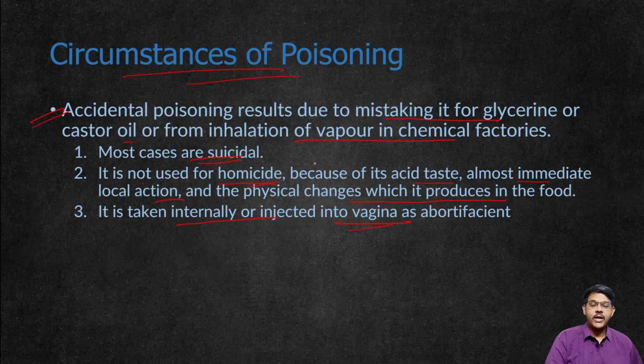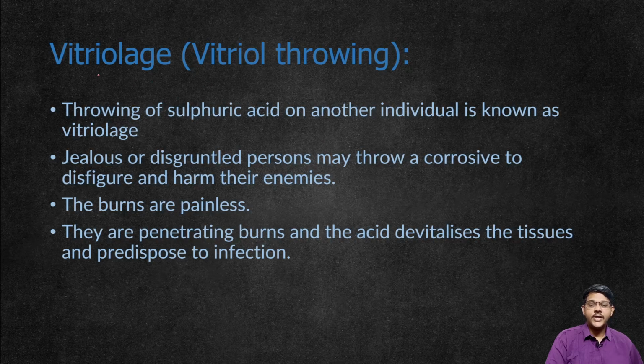Most of the time, sulfuric acid is used for vitriolage, or vitriol throwing. Vitriolage, by definition, is the throwing of sulfuric acid on another individual. So if acid is thrown on another person, it is called vitriolage. Mainly it is done out of jealousy: a discontented person may throw corrosives to disfigure or harm their enemies. It is commonly seen in lovers, where they try to harm their girlfriends by throwing acid.